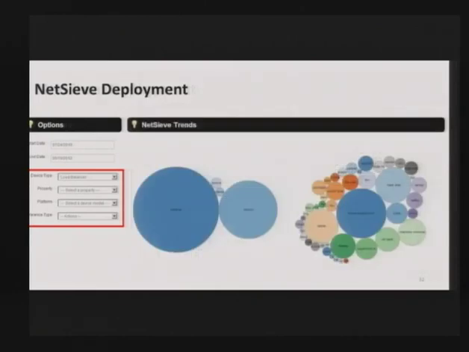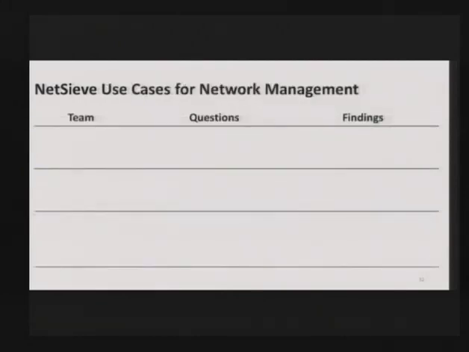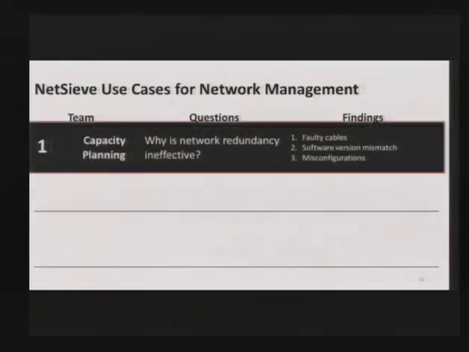The idea is we introduce what we call trend charts to understand these kind of trends. Using these trend charts, we have made some inferences. Remember the 3 questions that I posed towards the middle of my talk? The first question was concerning redundancy. Why is it ineffective? One commonly held view is that it could be due to misconfigurations. By applying NetSieve, we found out 3 major reasons. 1, faulty cables between primary and secondary backups. Software version mismatch, and finally misconfigurations.